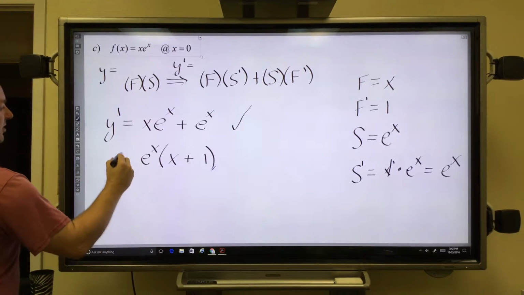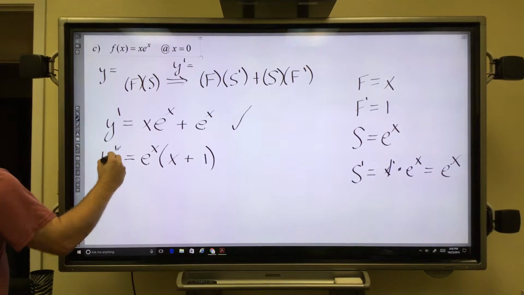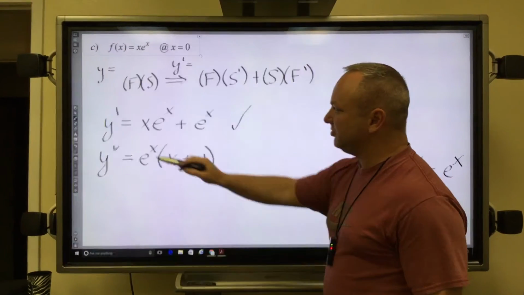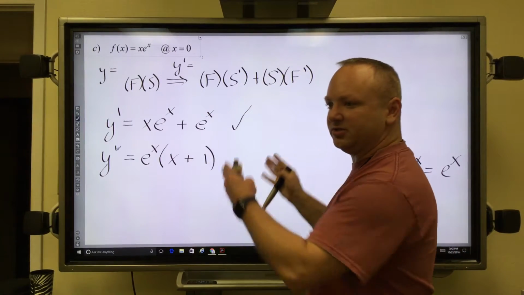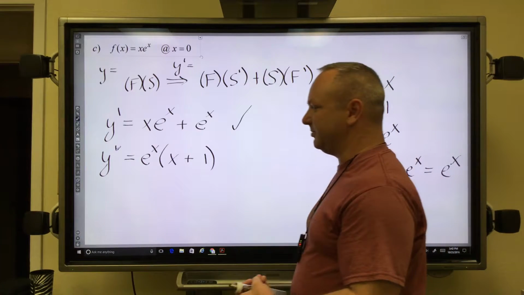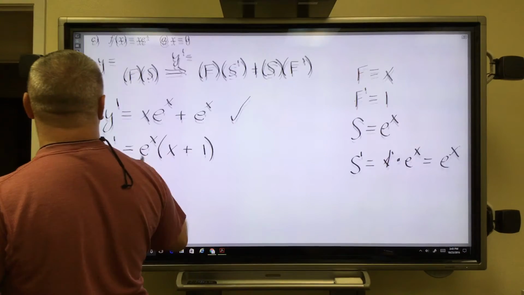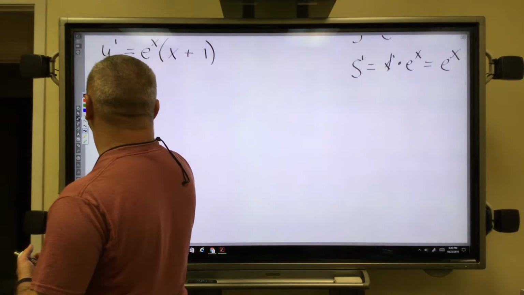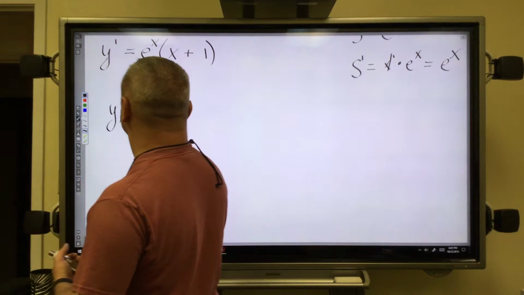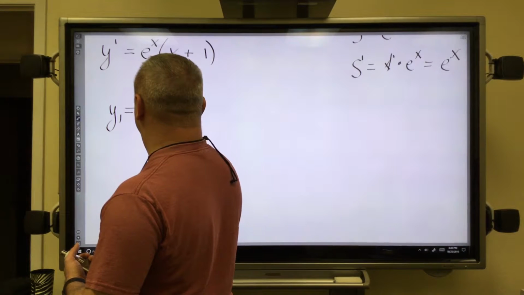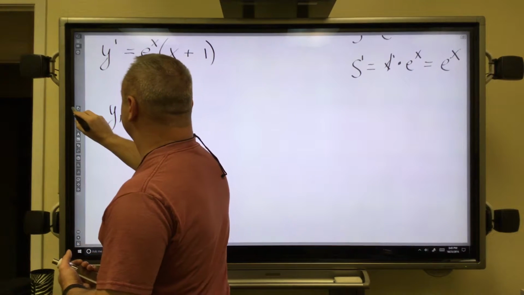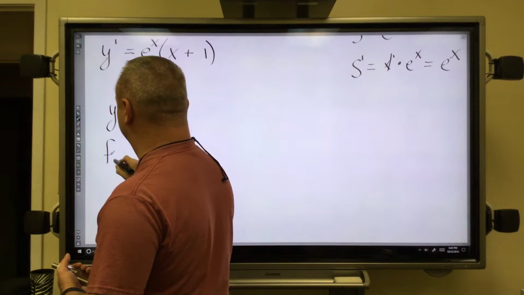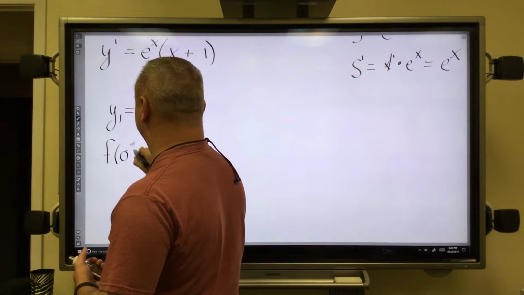So I have an e to the x that can come out, and then I'll have an x plus 1. All right. And for this particular problem, they want you to find the equation of the tangent line. Well, what I'm doing right here, this is what would go into the second column, right? So the first column being y1 is equal to f of x1, and we have that being f of 0.